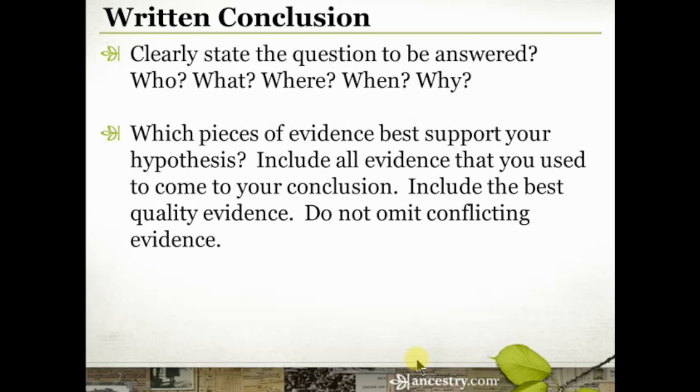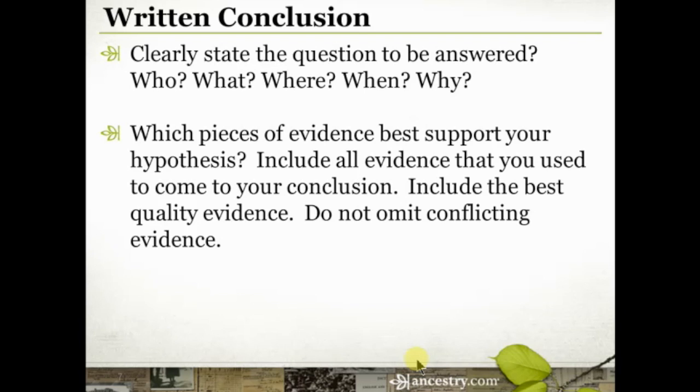Do not omit conflicting evidence. It's really tempting to just take conflicting evidence, things that don't agree with your conclusion, and just ignore them. But what happens when somebody else comes along and finds that conflicting evidence and comes to a different conclusion? Okay, so one of the things that I hope we're doing is that we're trying to climb our own family trees. I hope that we're trying to find our ancestors. And this process helps us do that. It helps ensure that we're looking at our ancestors, not somebody else's.